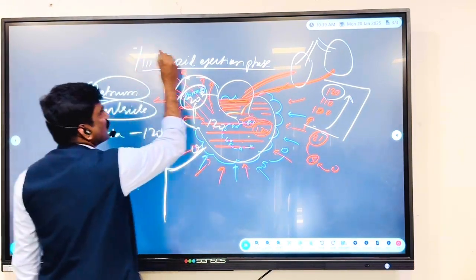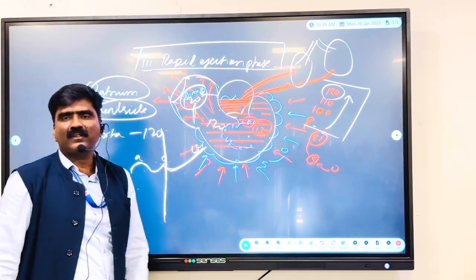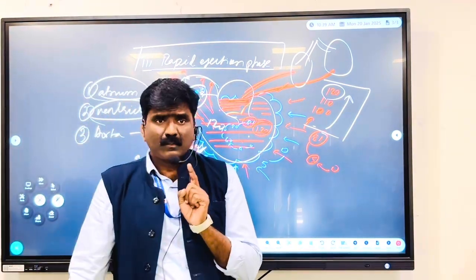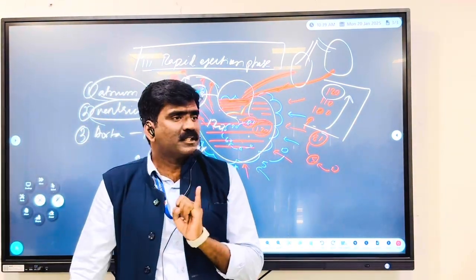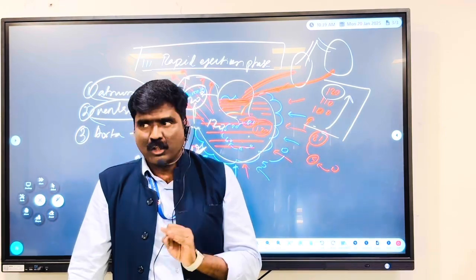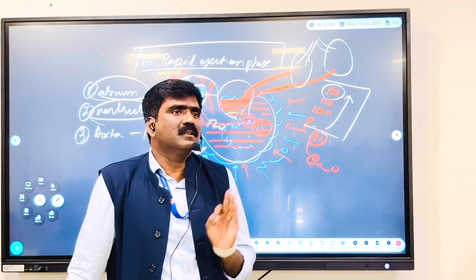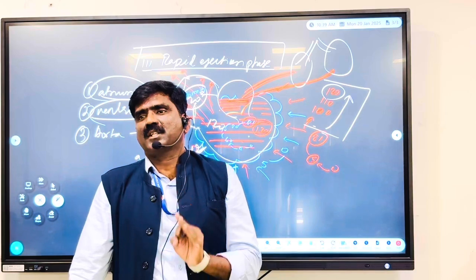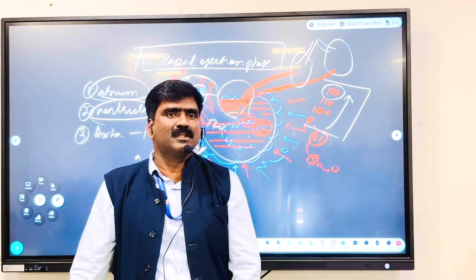So this is about the third phase. So we have discussed three phases today. One is atrial systole, isovolumetric phase and rapid ejection phase. So three phases we have discussed today.